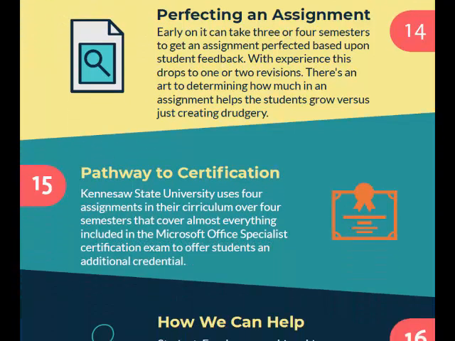Kennesaw State has set up a pathway to certification where they're using 4 assignments in their curriculum over 4 semesters that prepare the students to take the Microsoft Office Specialist exam.